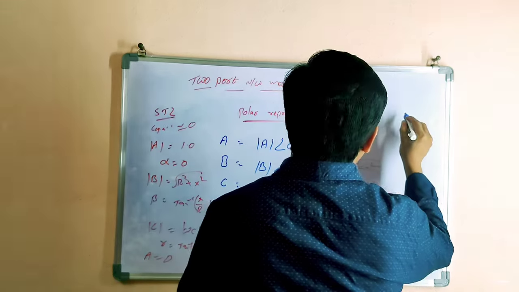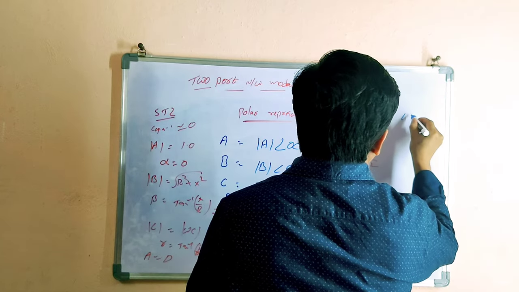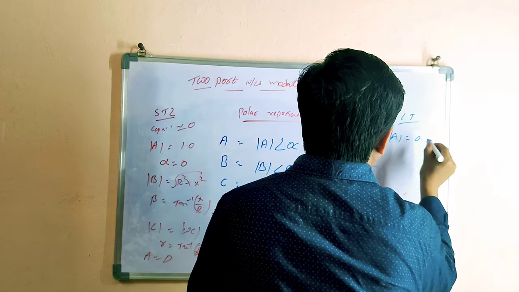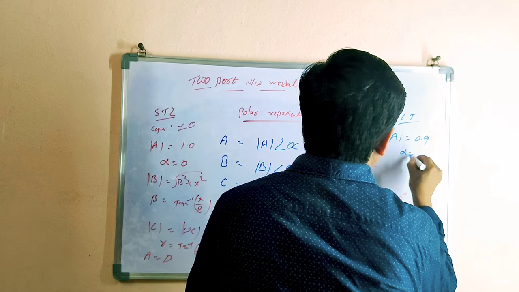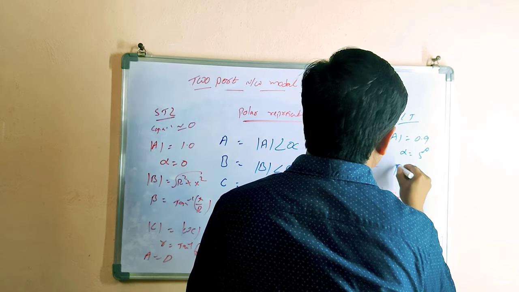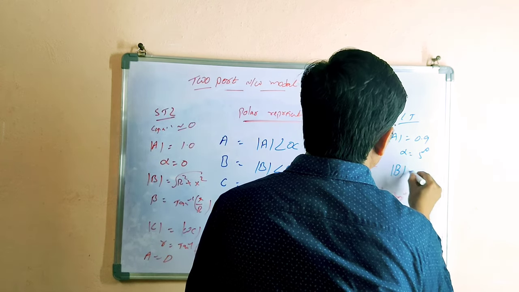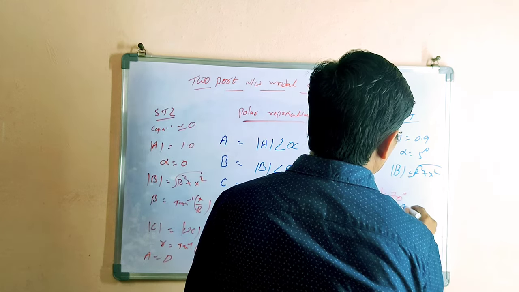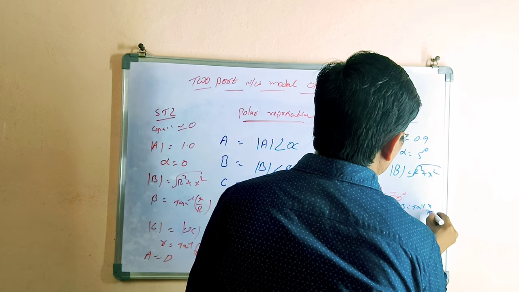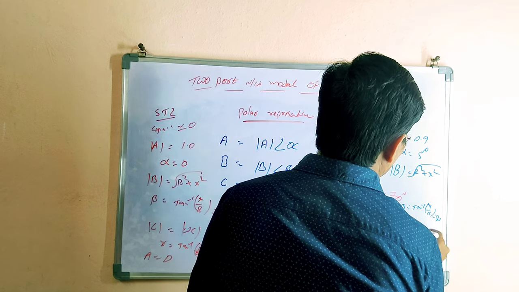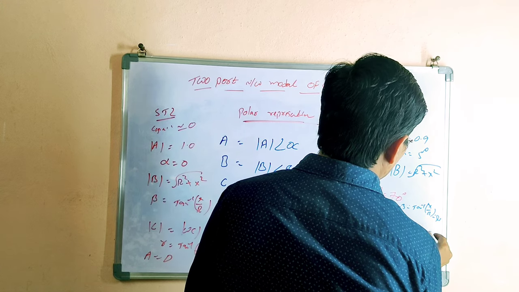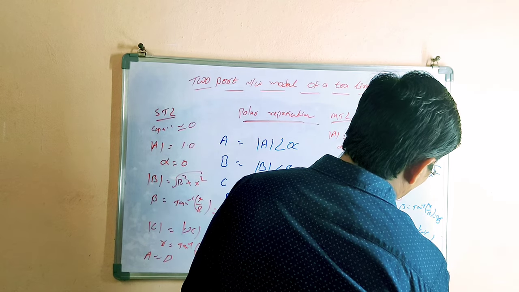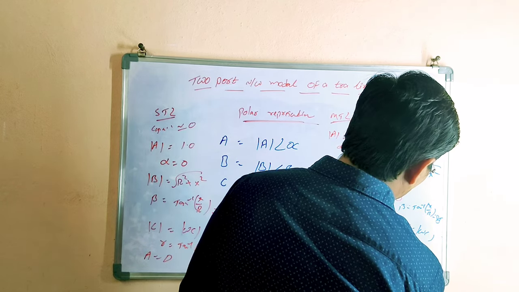Next, the long transmission line. In this long transmission line, the modulus of A is 0.9 and alpha is 5 degrees. The modulus of B is the square root of R squared plus X squared, and beta is equal to tan inverse of X by R, approximately 80 degrees. The modulus of C is omega C, with gamma of about 90 degrees. Here also A is equal to D.